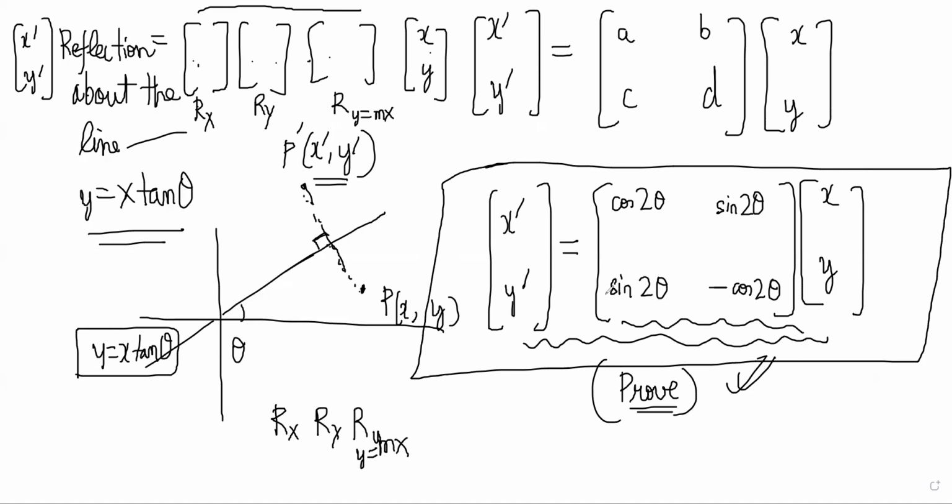Do you think just by verifying it for tan theta is equal to 1, this is proved? No, it's not proved by that. That is just one particular line. This is in general for all lines passing through the origin.